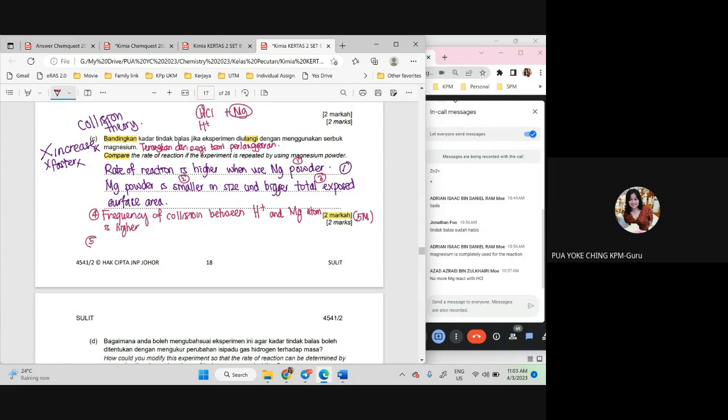Point 5, frequency of effective collision is higher. Okay, so ingat 5 marks. Okay, so I nak fokus dalam "between" ni.